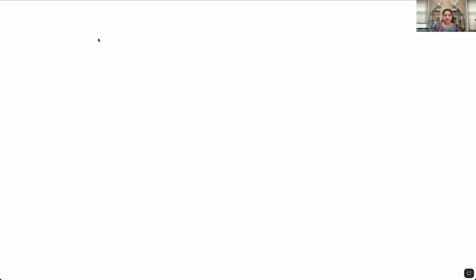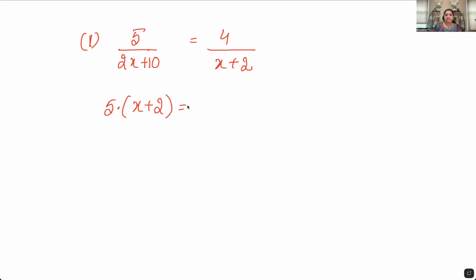Solving multi-step equations. First example is 5 over 2x plus 10 equal to 4 over x plus 2. In order to find the variable x, first we will do cross multiplication. 5 times x plus 2 is equal to 4 times 2x plus 10. We are cross multiplying. We are multiplying 5 times x plus 2 and 4 times 2x plus 10.